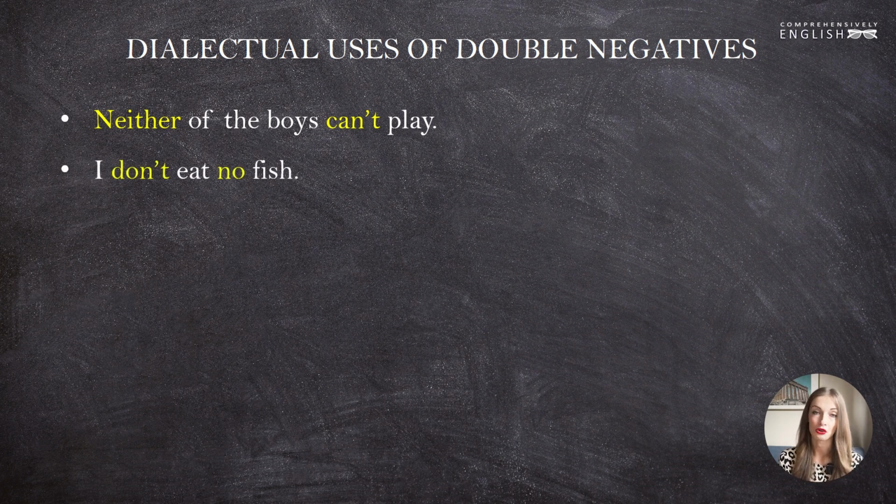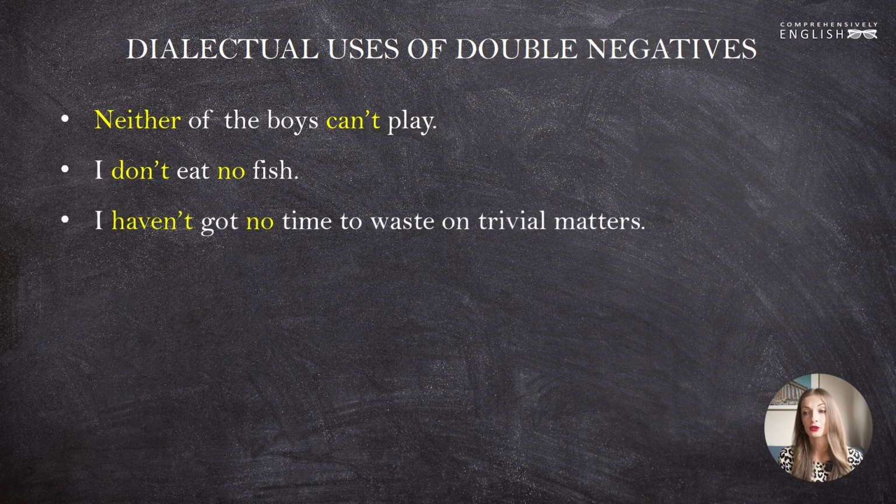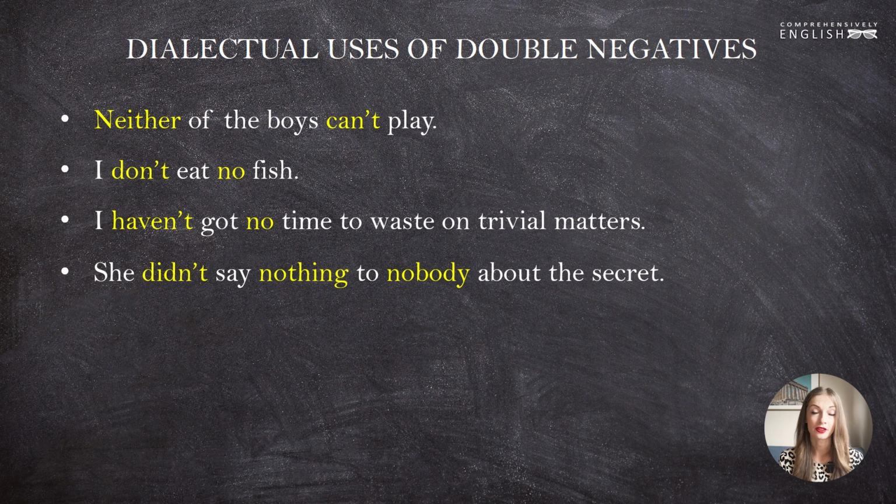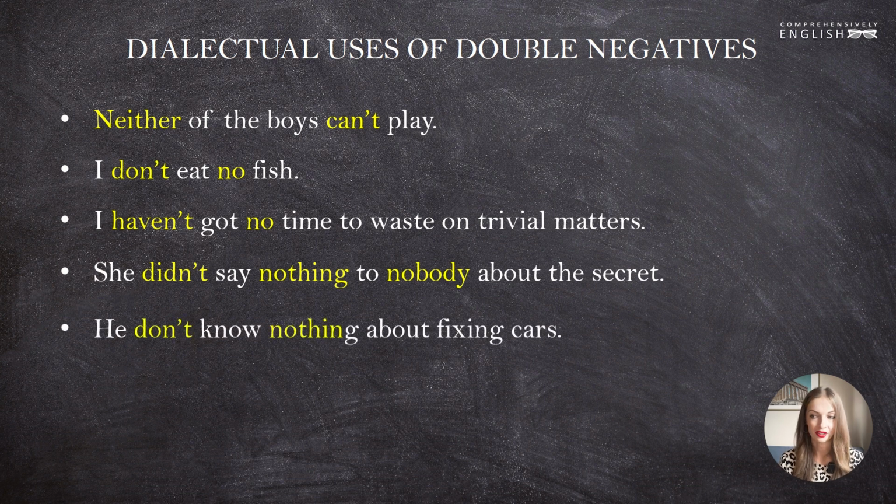I don't eat no fish. I haven't got no time to waste on trivial matters. She didn't say nothing to nobody about the secret. These are all examples of some dialectual use of two negatives. Let me show you two more examples. He don't know nothing about fixing cars, and she don't want none of that soup.